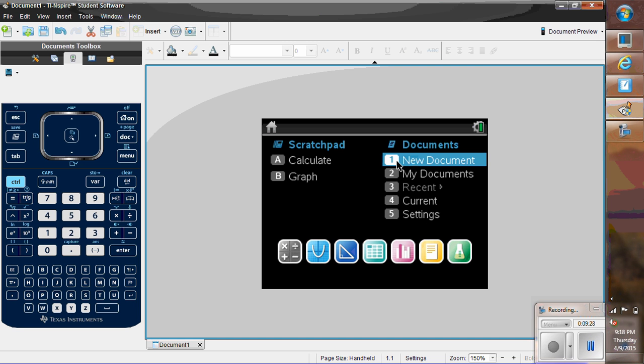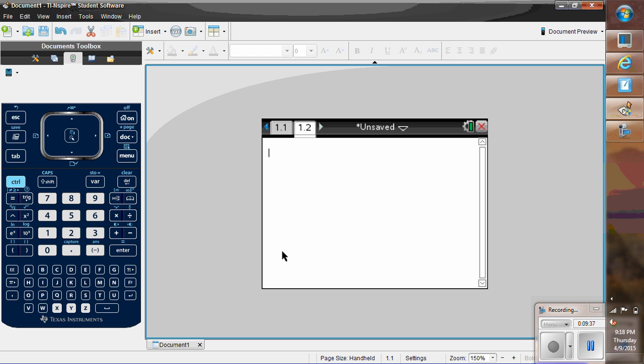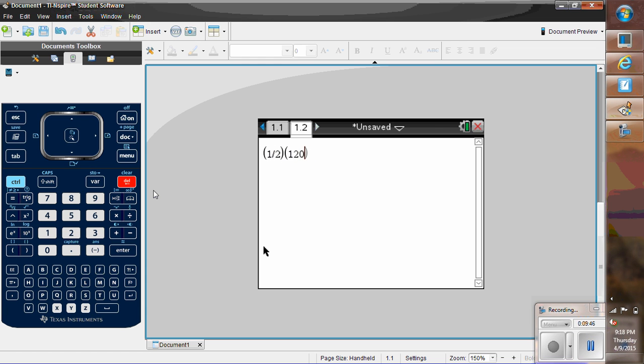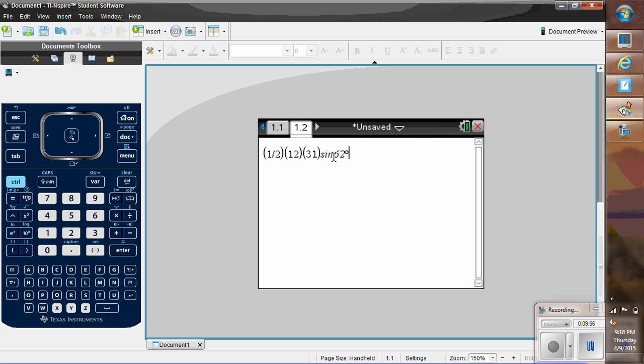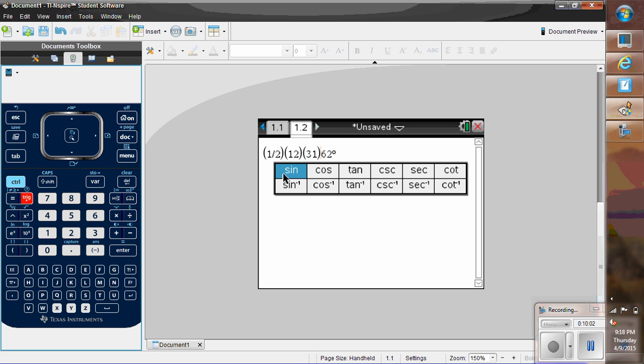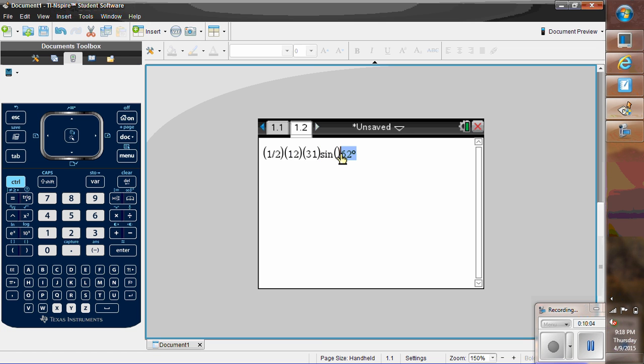Put into the calculator. So I need a calculator. You could do this right in Scratchpad. You could do this in a document, or you could just click down here and get a calculator added to the document. And if you remember, it was 1/2 times 12 times 31 times the sine of 62. And since this is a flat out problem here, you're supposed to go to trig, get the sine of 62, put it in here. Sorry, I'm a little bit rusty on that.